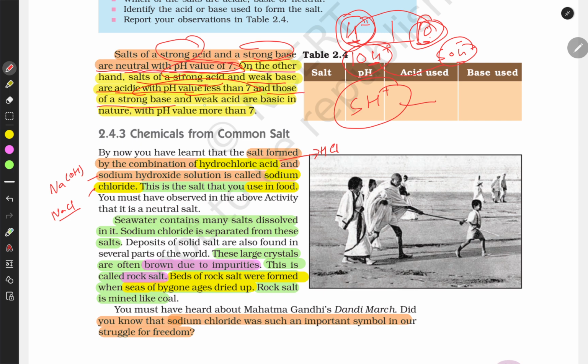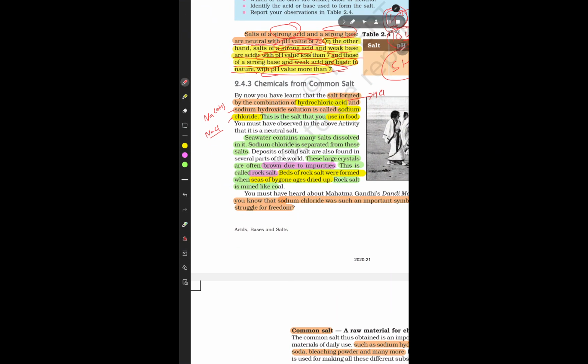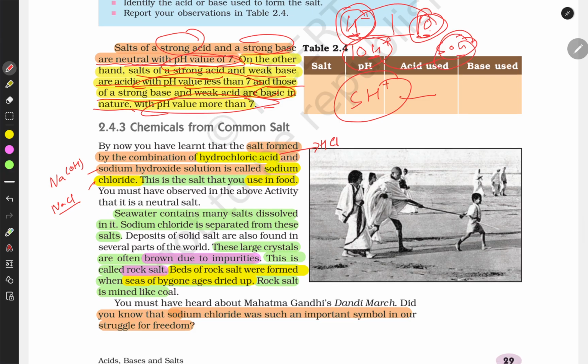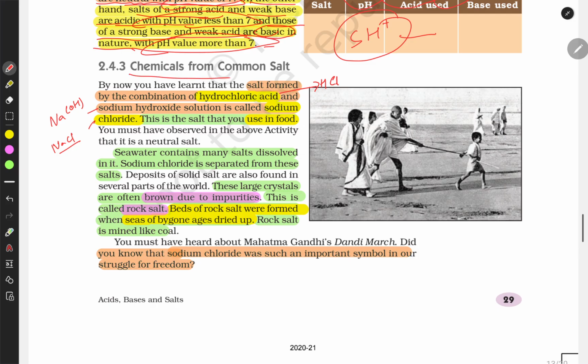The salts of a strong base and a weak acid are basic in nature, with a pH value of more than 7. This happens similarly when the base is strong and the acid is not strong.